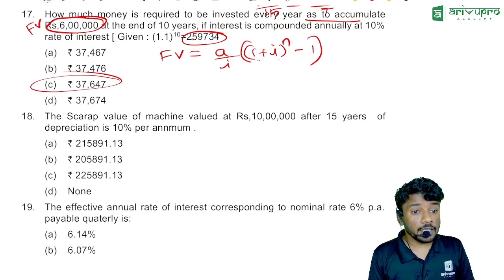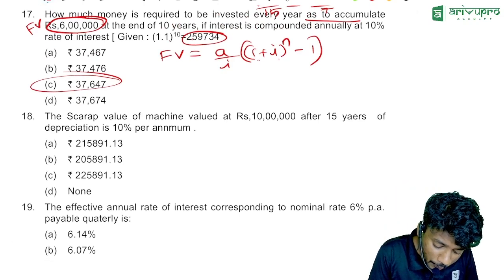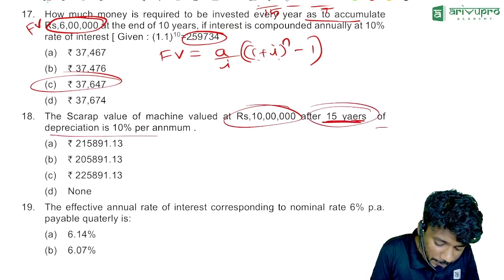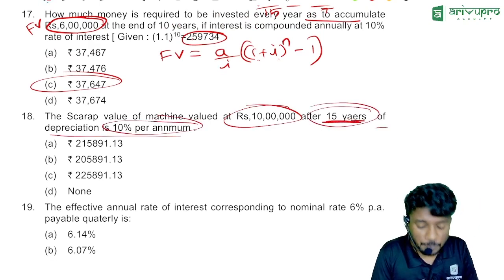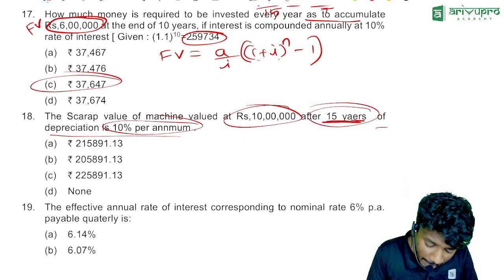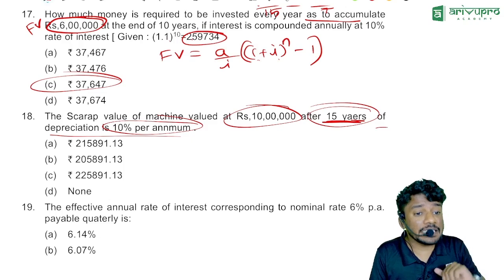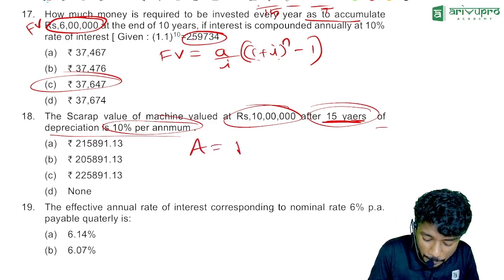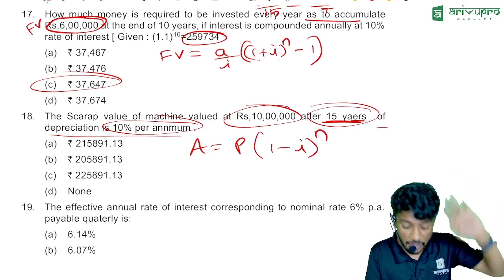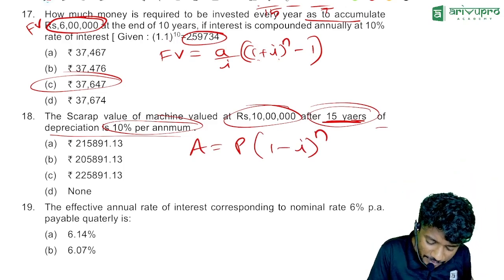Can we do the next one? Yes. The scrap value of the machine valued at 10 lakh after 15 years of depreciation at 10% per annum. What is given in the question? Scrap value we need to find. So A is equal to P into (1 minus I) the whole raised to n, is the formula for depreciation.